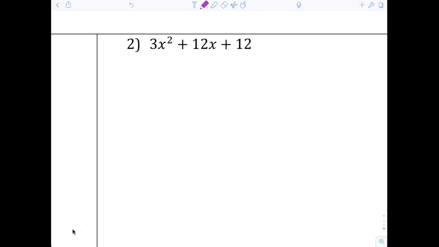All right, Hanson, what am I factoring out? 3. Factoring out a 3. Thank you. And what's left behind? X squared plus 4x plus 4. Beautiful. That's exactly right.